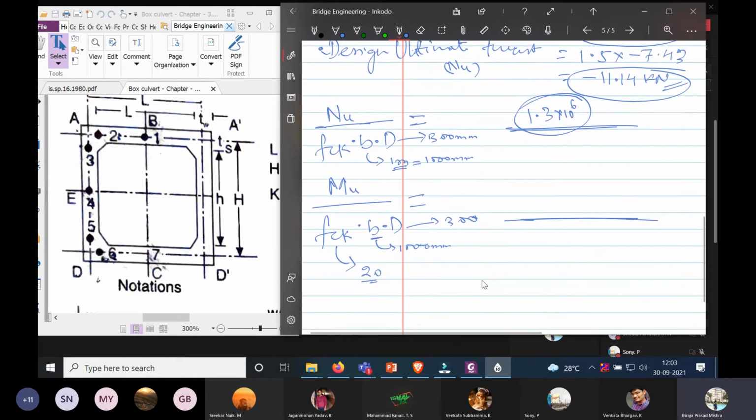What is the value of Mu by FCK into B into D? Next, Vinod Kumar. What is the value?